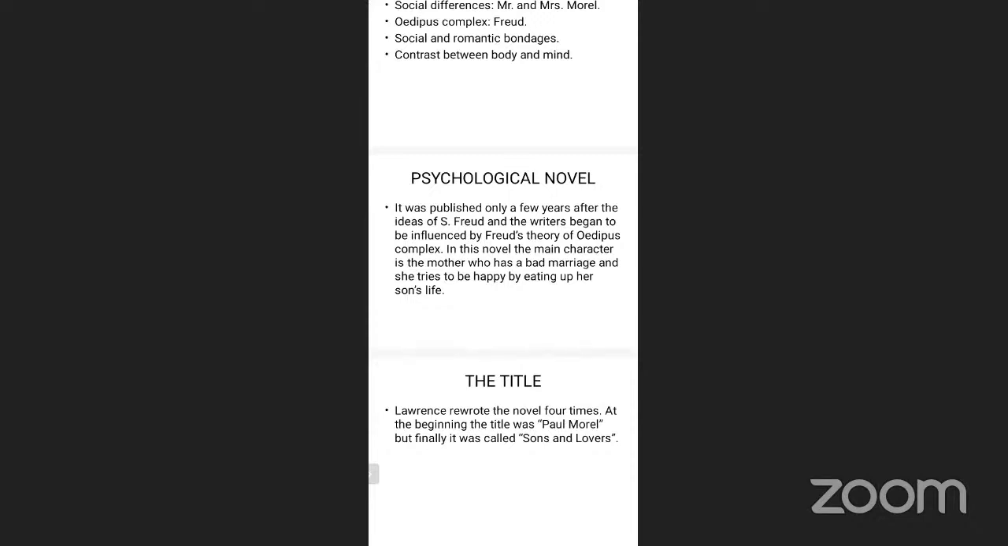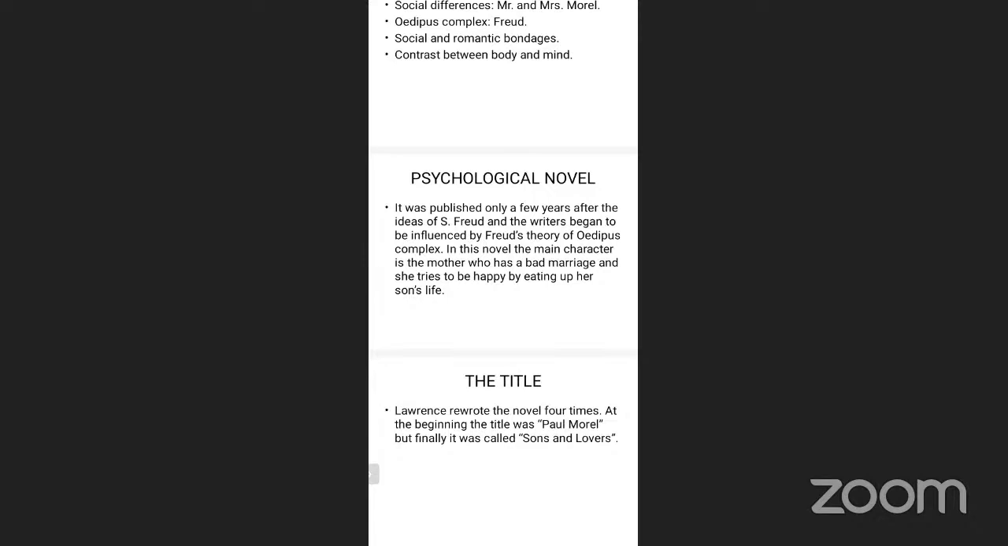This one, sir, psychological novel? Yes, yes. It was published only a few years after the ideas of Sigmund Freud, and the writers began to be influenced by Freud's theory of Oedipus complex. In this novel, the main character is the mother who has a bad marriage, and she tries to be happy by eating up her son's life. Yeah, so that is what has been the gist.